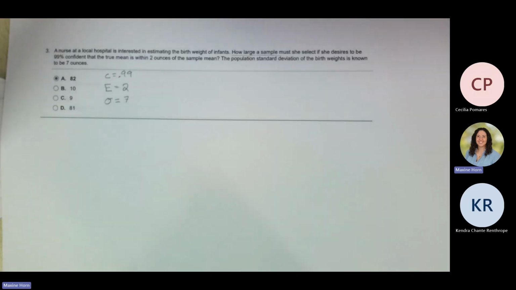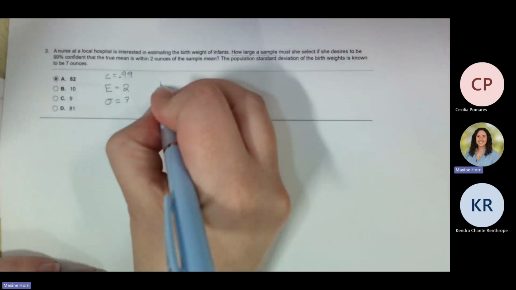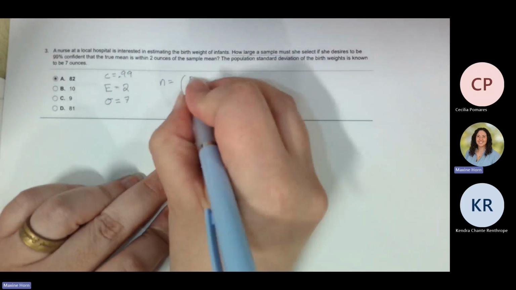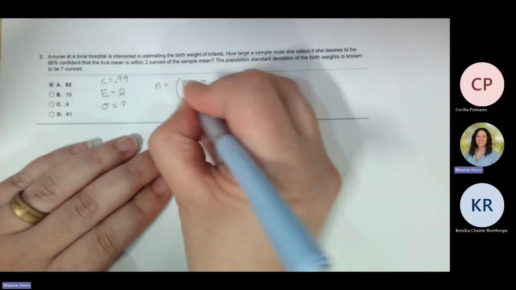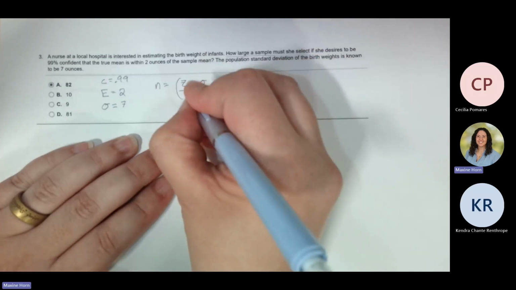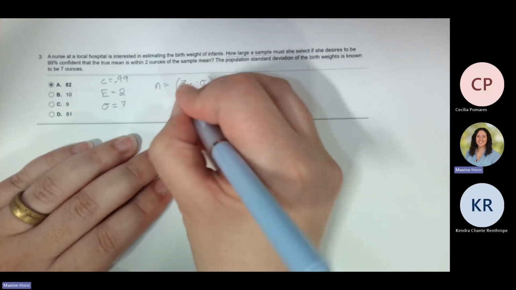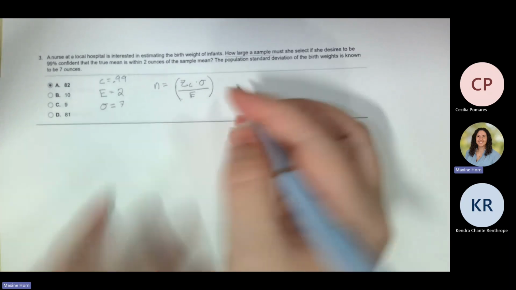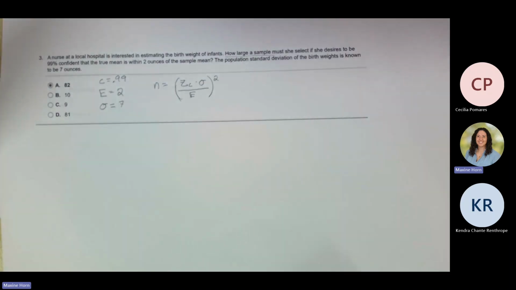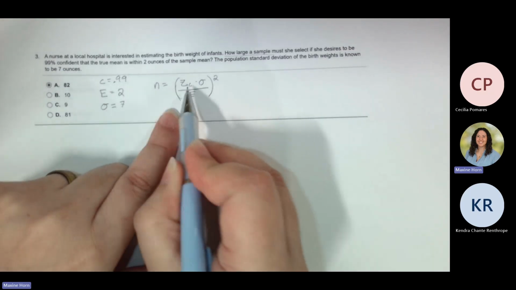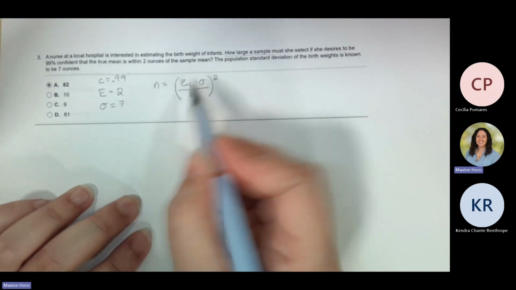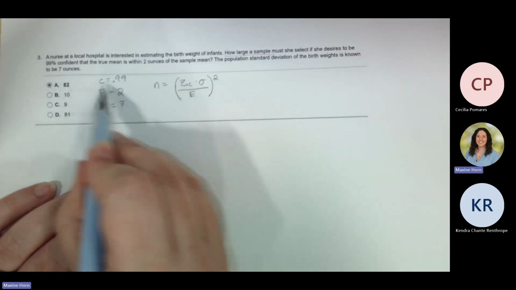Okay, so let's copy the formula down that we're going to be using. Our formula is n equals the z-score that corresponds to that confidence level times our population standard deviation, over our margin of error, squared. So let's talk about how to get everything in this formula. The very first thing that we need is this z-score. How do we get this z-score? The z-score is going to be dependent on your confidence level.